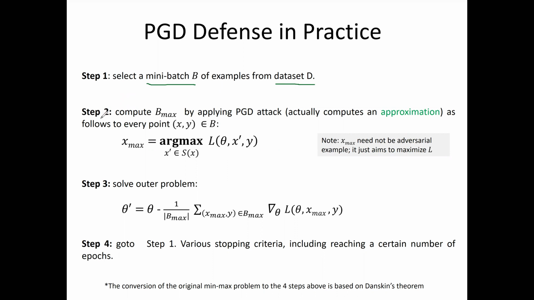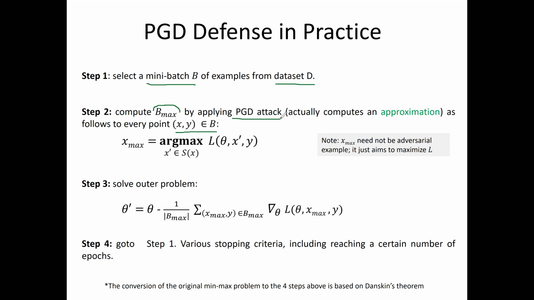Okay, and so we're given the standard data set D, and then we're going to compute this set B max. Think of it this way: the B max is computed from B. And the way that it's computed from B is that for every point that we have in this mini batch, we are going to be applying the PGD attack. This is the attack that we looked at in the previous lectures, in the last lecture 3.